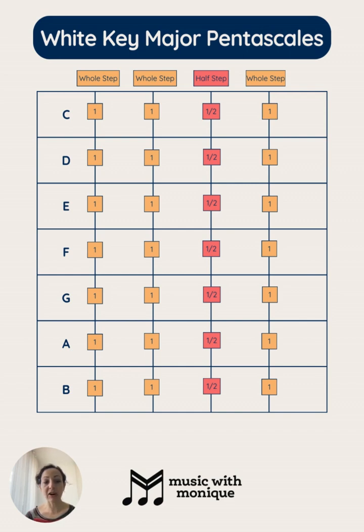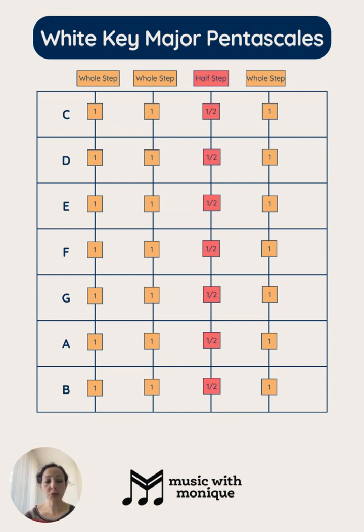And those actually are a whole step. C to D is a whole step. D to E is a whole step. E to F is in fact a whole step. We don't have to change anything. And F to G is a whole step.